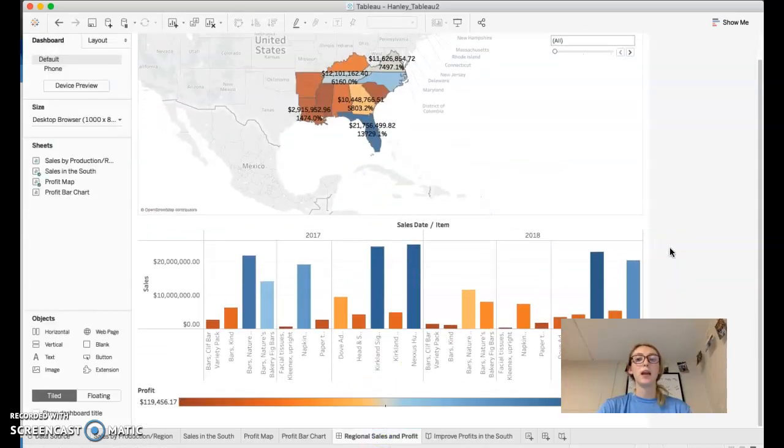For my dashboard, I put together the profit map worksheet and the sales in the South worksheet. I chose to include these two worksheets together because they are both perfect visuals that go with my idea of solely focusing on one region rather than all.